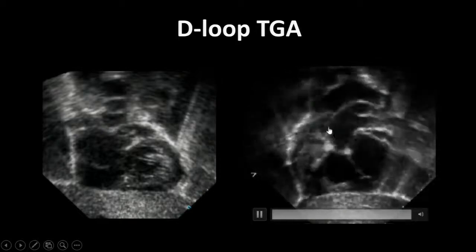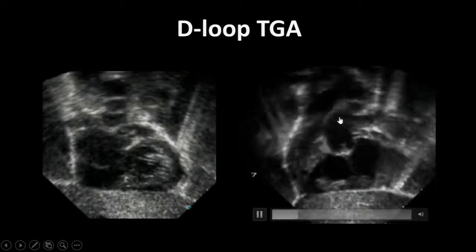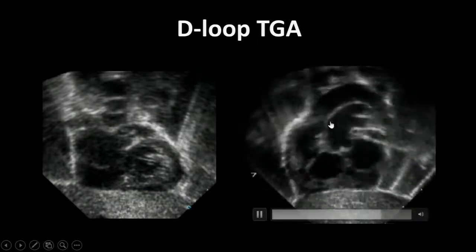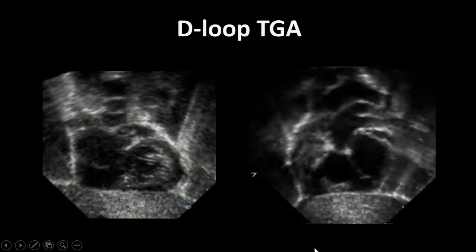Here's one of the hallmarks of transposition. You've got the aorta and the pulmonary artery, and you can see that they're running in a parallel course. So parallel great vessels, often associated with transposition.